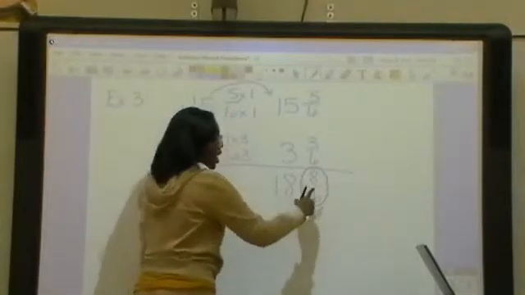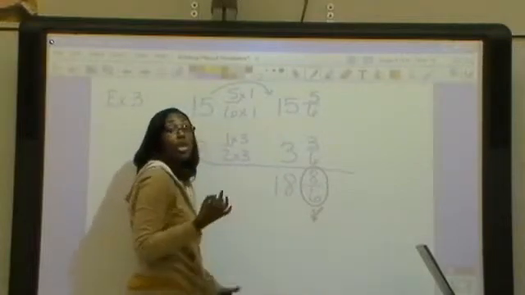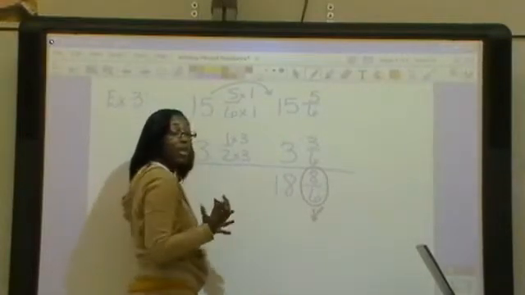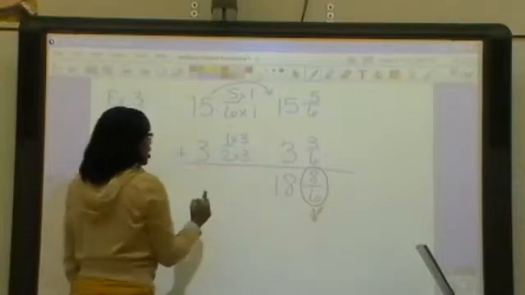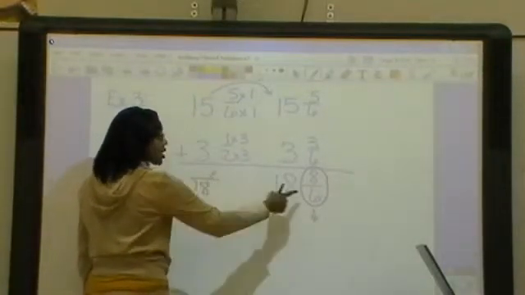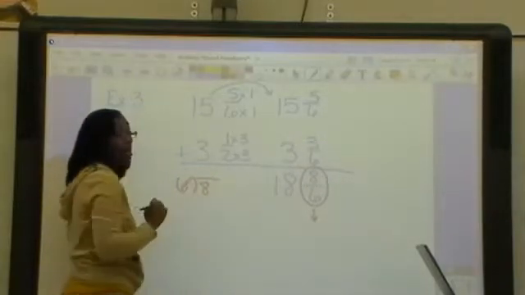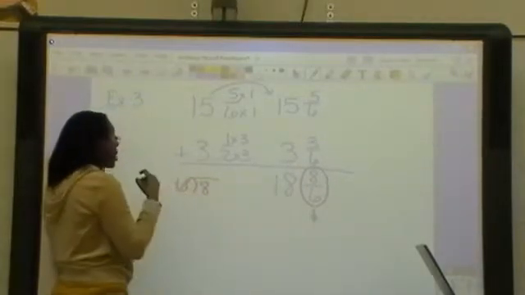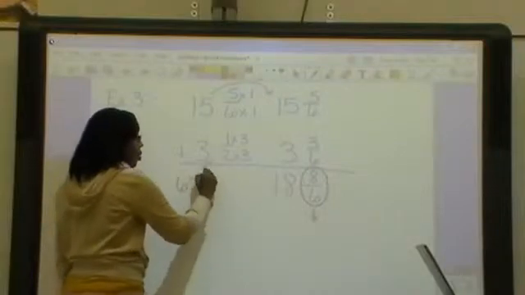Well, how do we do that? How do we change an improper fraction to a mixed number? Well, we're going to divide. Our numerator is always going to go inside the house, and our denominator is always going to go outside the house. So now I'm going to divide. 6 goes into 8 one time.